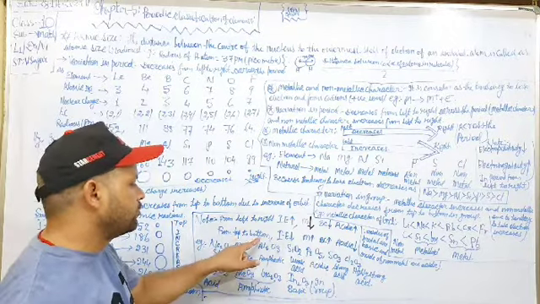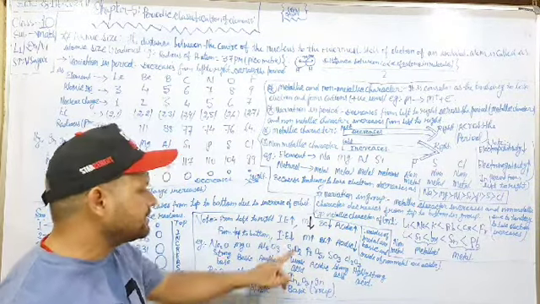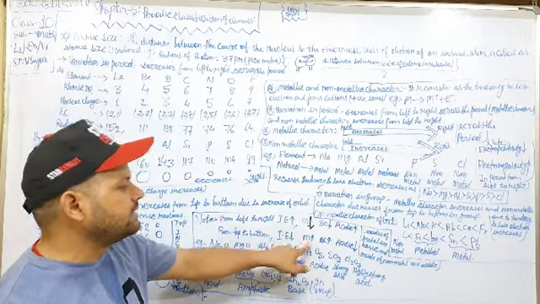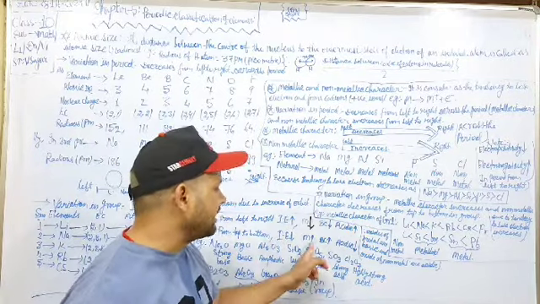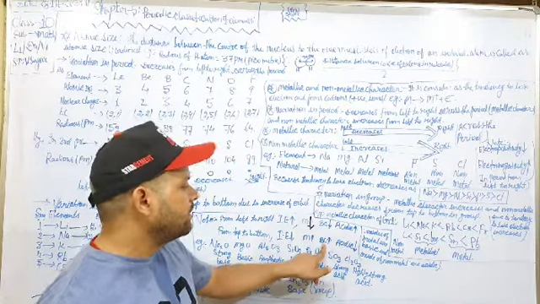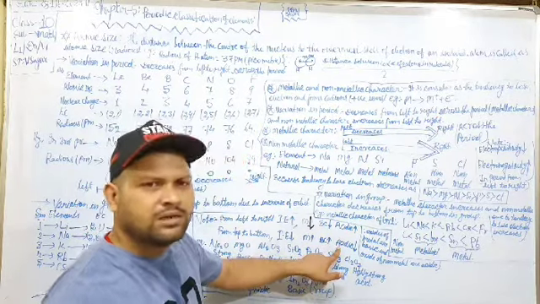And in the group, ionization energy decreases from top to bottom and metallic properties increase. That means basic characters increase and acidic characters decrease.